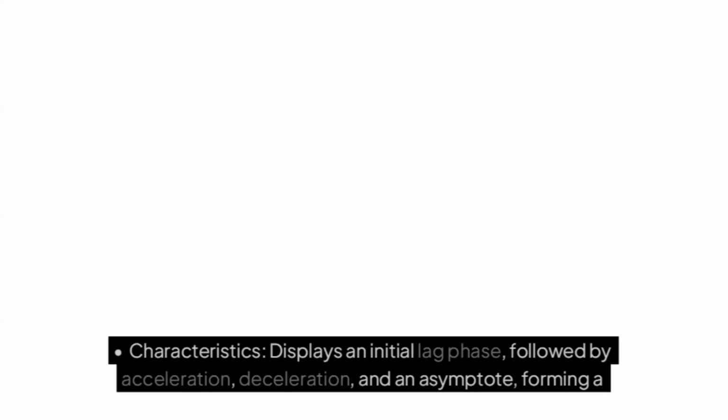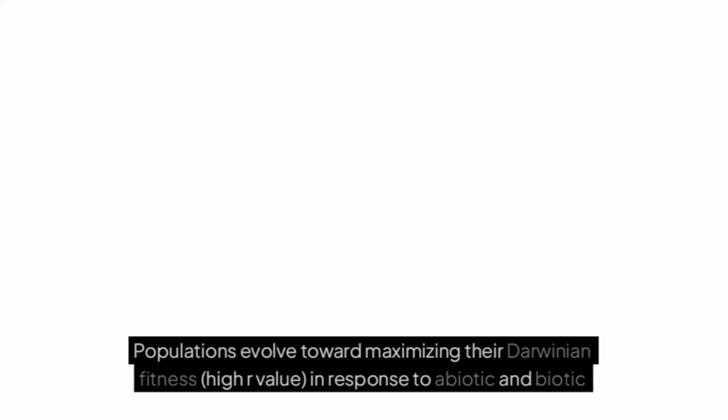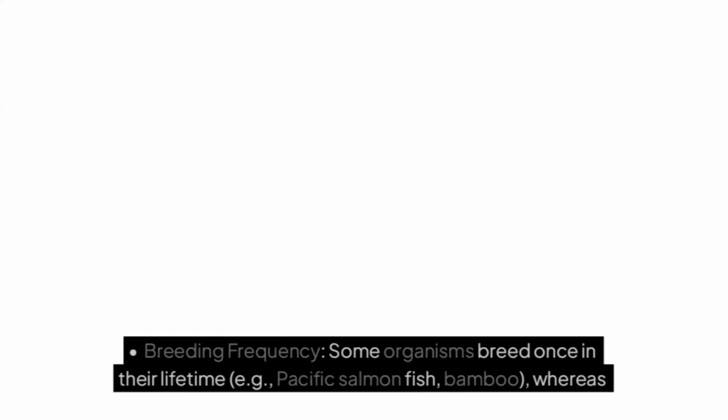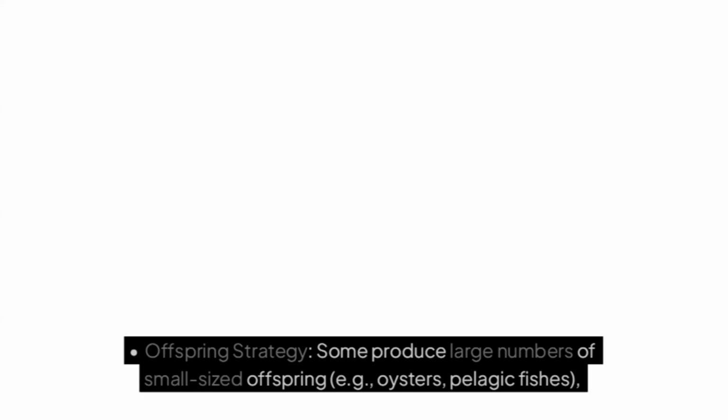Evolutionary life history variations. Populations evolved toward maximizing their Darwinian fitness, high r value, in response to abiotic and biotic habitat pressures. Breeding frequency. Some organisms breed once in their lifetime, e.g., Pacific salmon fish, bamboo, whereas others breed multiple times, e.g., birds, mammals. Offspring strategy. Some produce large numbers of small-sized offspring, e.g., oysters, pelagic fishes, whereas others produce a small number of large-sized offspring, e.g., birds, mammals.